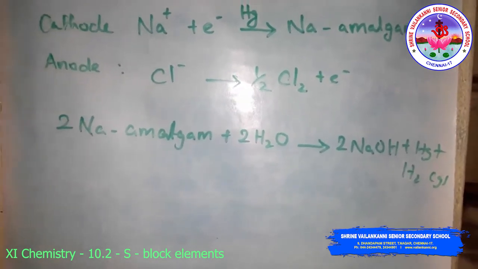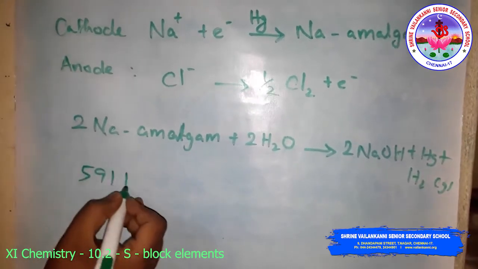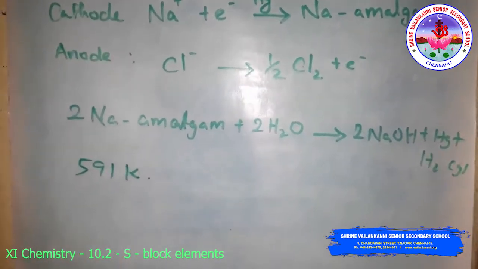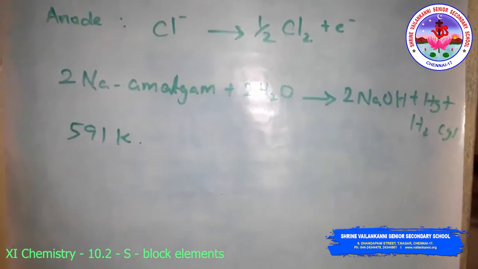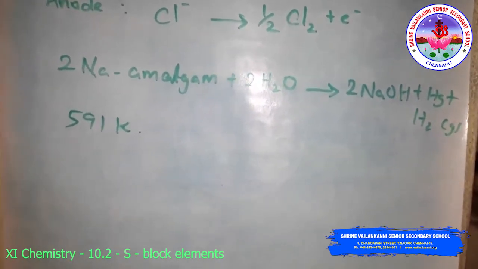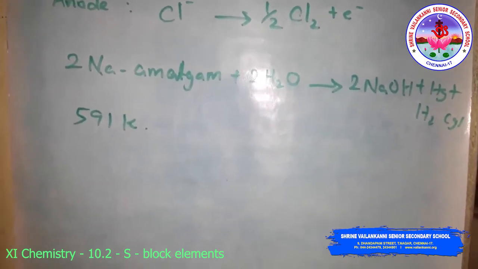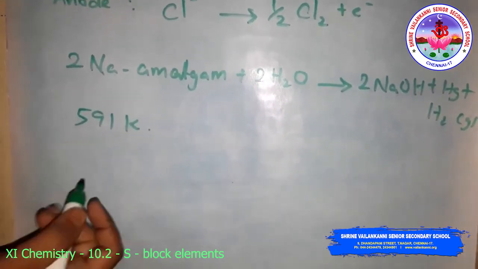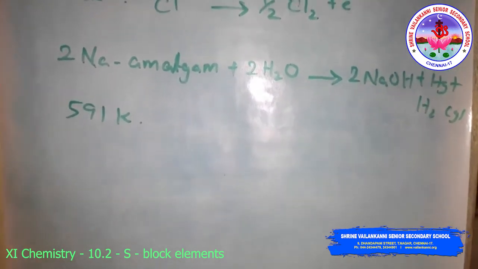The melting point is 591 Kelvin. It is readily soluble in water and gives a strong alkaline solution. The crystals of sodium hydroxide are deliquescent, and the sodium hydroxide solution at the surface reacts with the carbon dioxide in the atmosphere to form sodium carbonate.